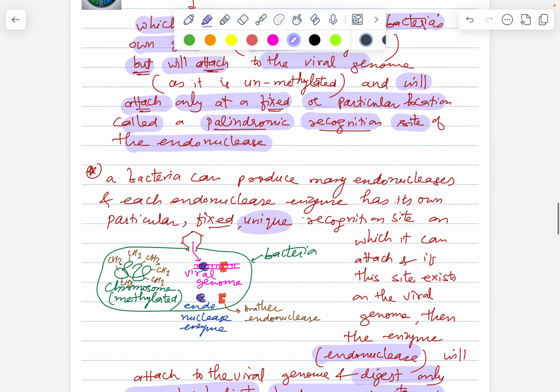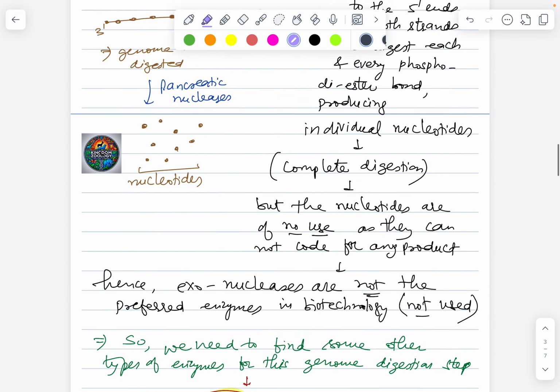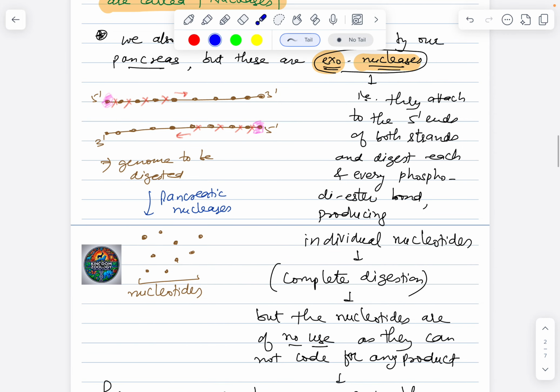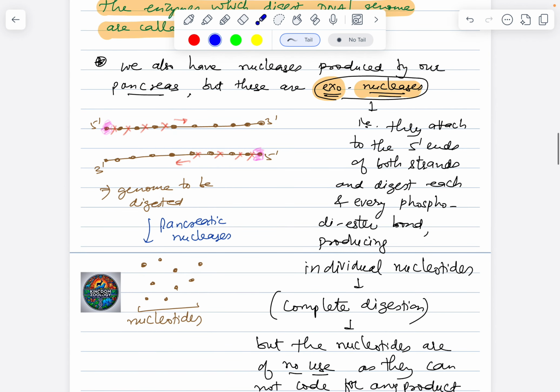The endonuclease enzyme digests only one phosphodiester bond on each strand. Compare this with what we saw in the exonuclease. The exonuclease was digesting each and every single phosphodiester bond, producing what? Nucleotides. What we are understanding over there now is an endonuclease enzyme comes and maybe attaches over here. And once the endonuclease attaches over here, it cuts this phosphodiester bond. If this phosphodiester bond is cut, I am getting 1 and 2 fragments of the genome.